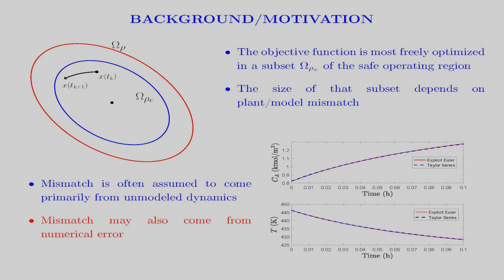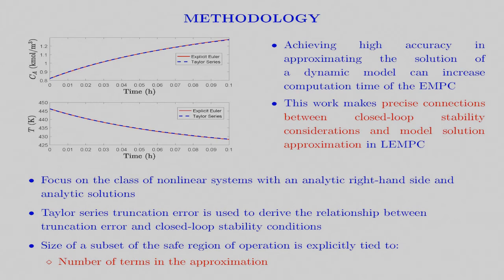Generally, the mismatch is assumed to come primarily from the unmodeled dynamics, though it can also come from numerical error in approximating the solution of the process model used in the controller. Often, it is attempted to make numerical error small, as reflected in the figure on the right, where different methods of the solution approximation give approximately the same trajectory. Higher accuracy approximations of the solution of a dynamic model can increase computation time for an EMPC.